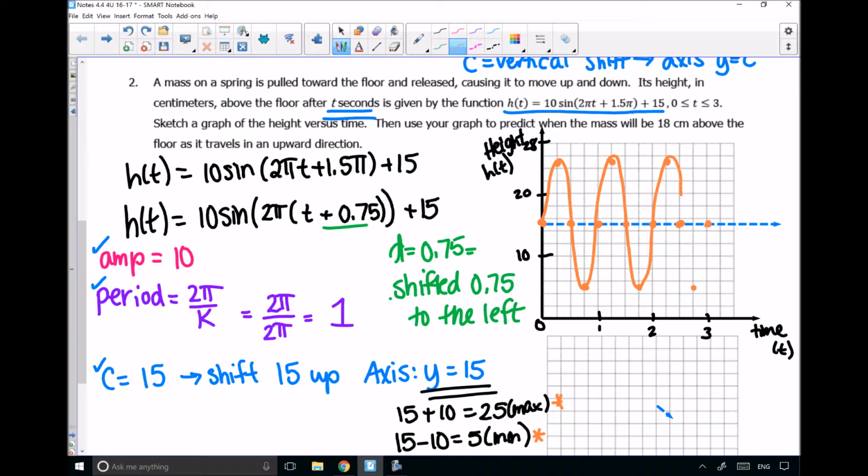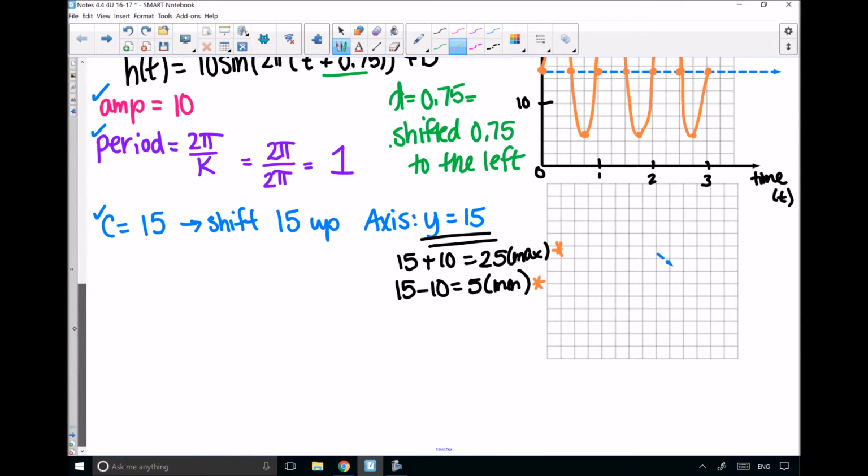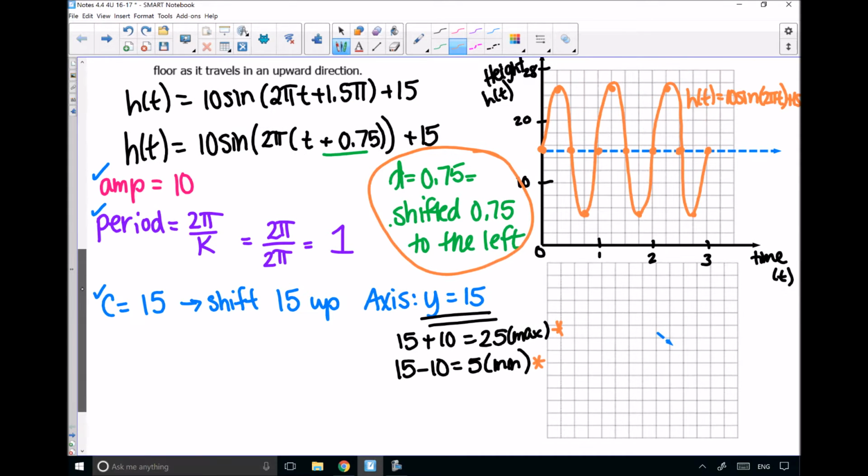Okay, but this is not the original function. This is just h of t is equal to 10 sine of 2 pi t plus 15. I haven't done my horizontal shift yet. So that's what we're going to do right here now. So how is it shifted? It shifted 0.75 to the left.